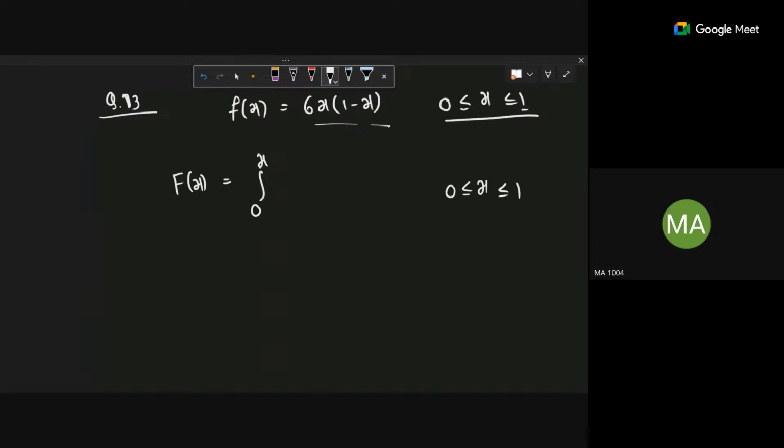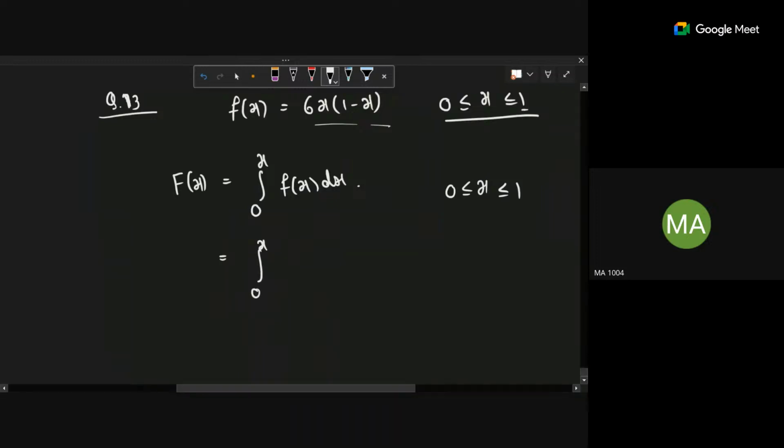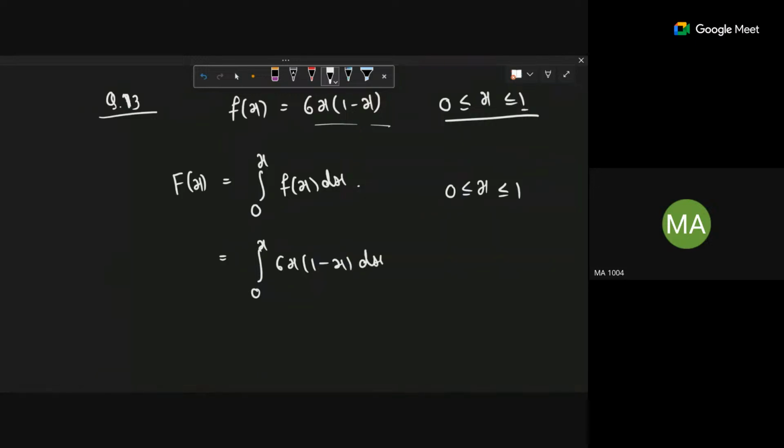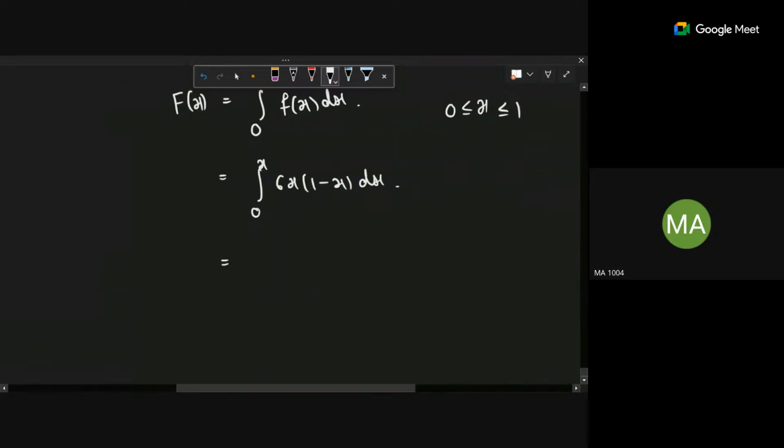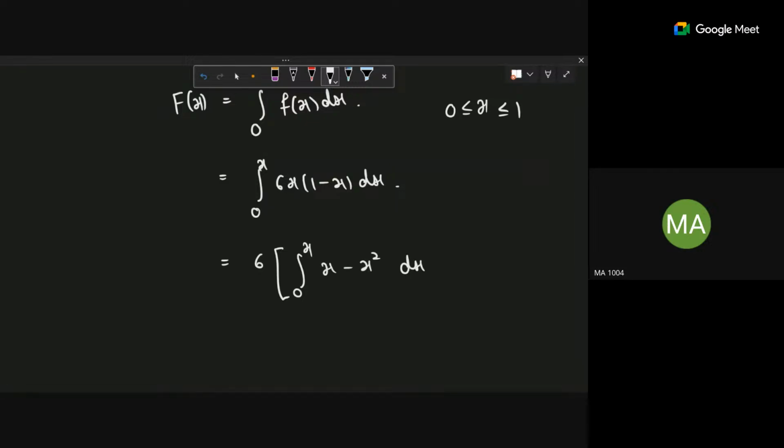Okay, got it? That's how we calculate the CDF, so that your x can vary and you can have your CDF accordingly. So integral from 0 to x of f(x), which is 6x times (1 minus x) dx. Just integrate it: 6 is common, and it will be the integral from 0 to x of (x minus x squared) dx. Are you getting how I took the limits?